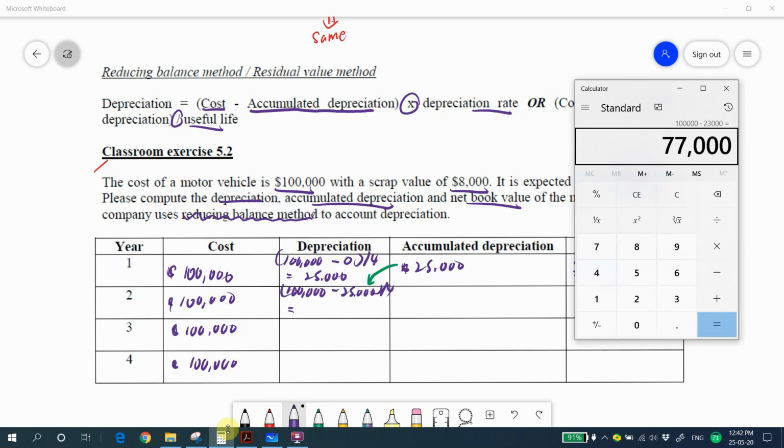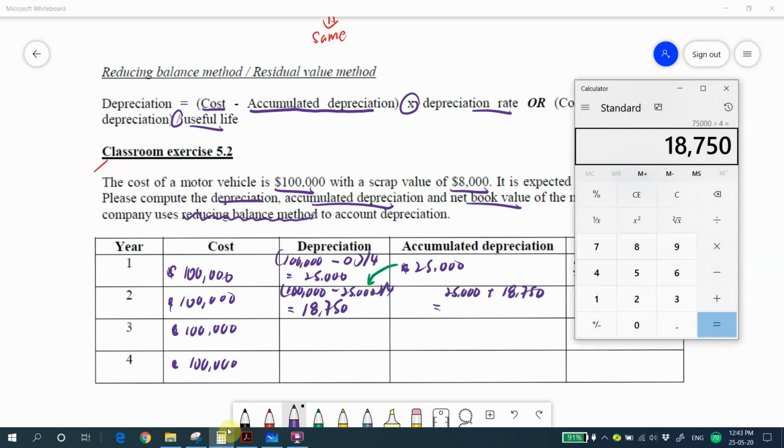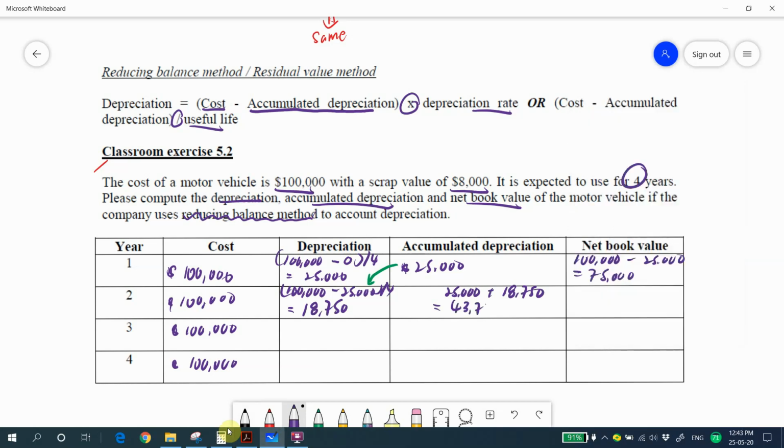So let's use the calculator. 100,000 minus 25,000, we get 75,000, divided by 4. We get 18,750. And for accumulated depreciation, we use 25,000 plus 18,750. We get 43,750. How do we get this amount? From here and here. Last year's accumulated depreciation plus this year's depreciation will be your total accumulated depreciation up to year 2.